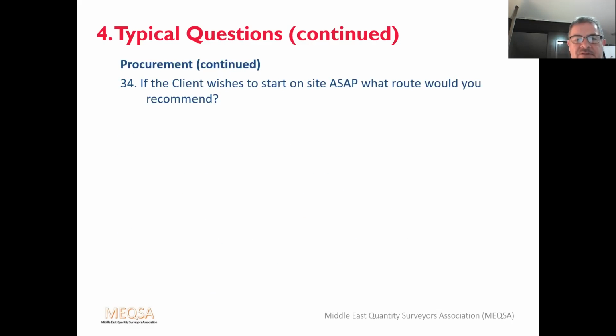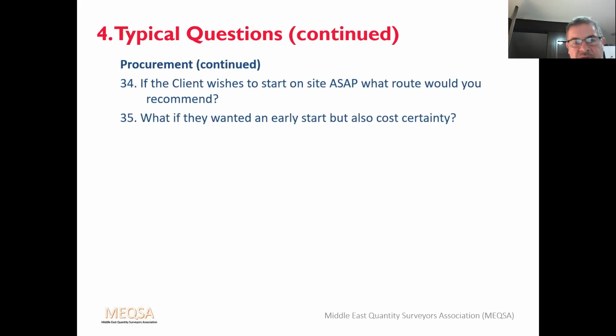If a client wishes to start on site ASAP, what route would you recommend? Well, it depends on the other requirements, such as cost and quality. If time was our overriding priority, then construction management or management contracting are the quickest, as they offer the fastest start on site. This is because start on site is not dependent on a long tender period, but there are consequential disadvantages which I've dealt with earlier in terms of cost certainty. So that should all be considered.